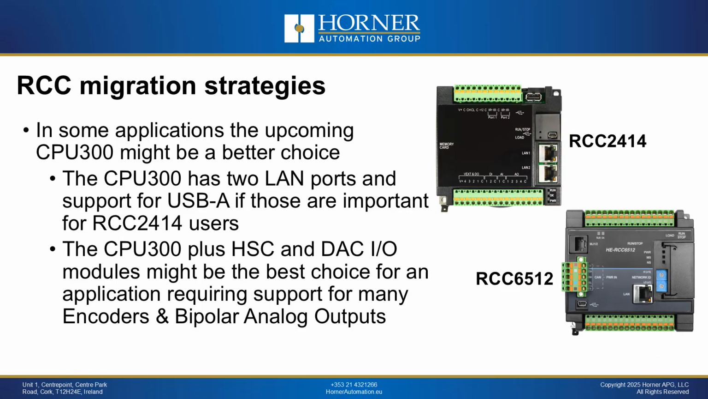Now, in a couple of cases, you may find that you want to transition to a CPU 300 instead. So in a couple of cases, if you need the 2 Ethernet ports, or if you need the high speed counter support as well, plus or minus 10 volt analog outputs, in these cases you might want to transition from a 2414 or the RCC 6512 to the CPU 300 that we are releasing later this year. But again, even these models in a lot of situations can be replaced nicely with the CPU 250.